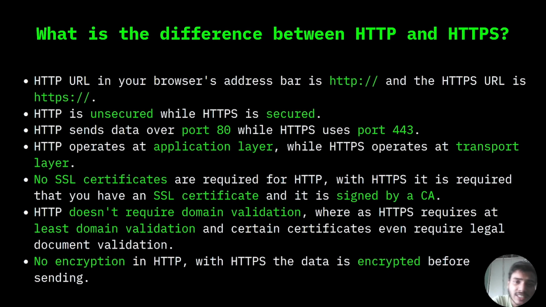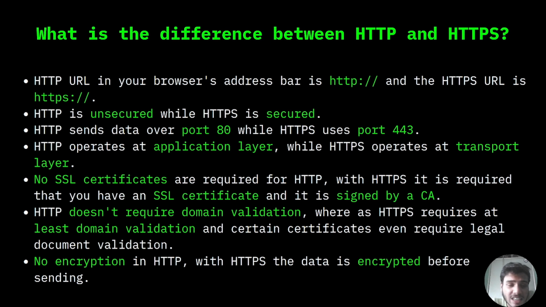Now, what is the difference between HTTP and HTTPS? An HTTP URL in your browser's address bar starts with http://, whereas for HTTPS, HTTP is replaced by HTTPS. HTTP is unsecured, while HTTPS is secured and thus provides a good amount of security. HTTP sends data over port 80, while HTTPS uses 443. HTTP operates at the application layer, while HTTPS operates at the transport layer of the TCP protocol.